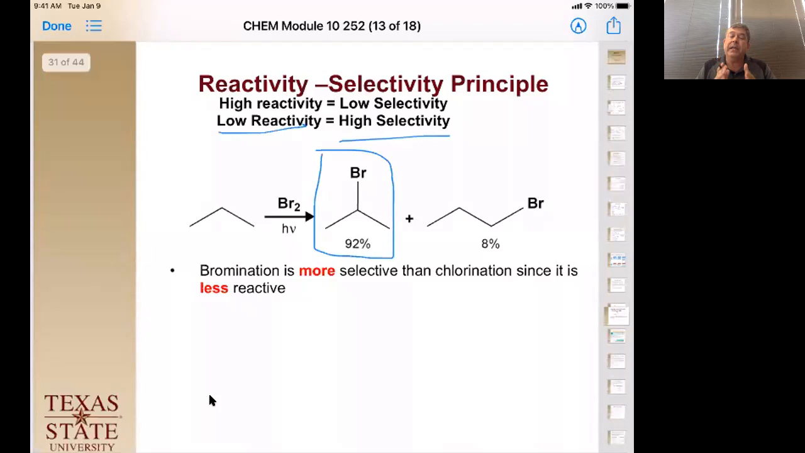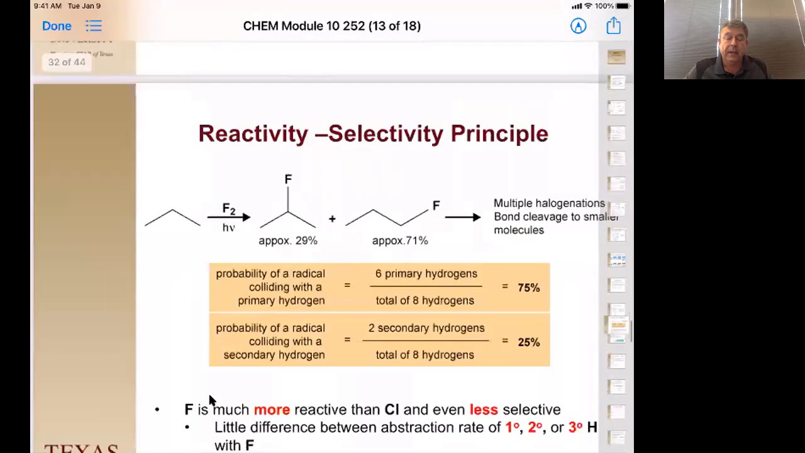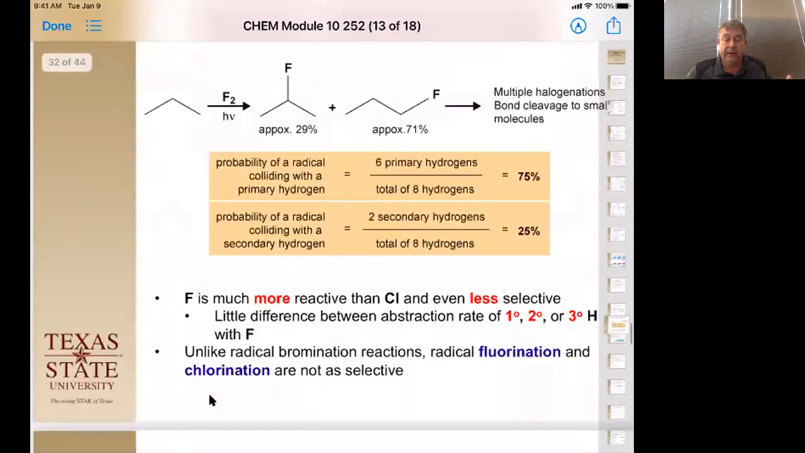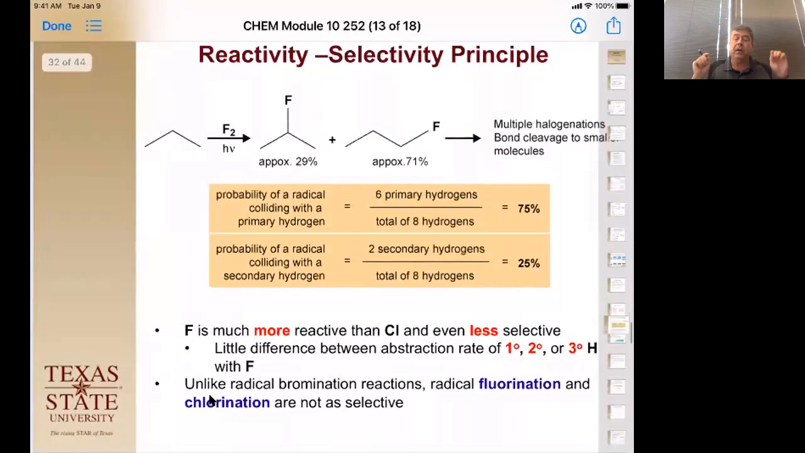Because chlorine was kind of intermediate between bromine and fluorine as to where it is in the transition state, it is not as selective as bromine, but it is more reactive than bromine. So we see almost 50-50 between the primary and the secondary. Okay. However, in the fluorine, we approach an almost statistical variant because it's so early in the transition state, we're not forming a partial radical. It can take either one equally because the two bond energies that come out are approximately the same, okay?